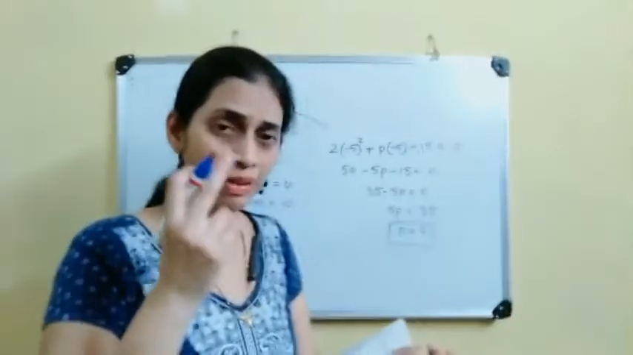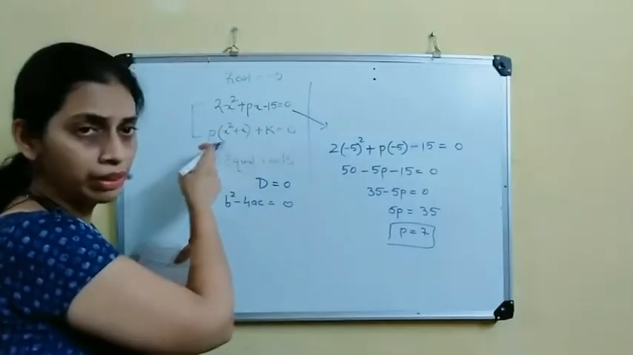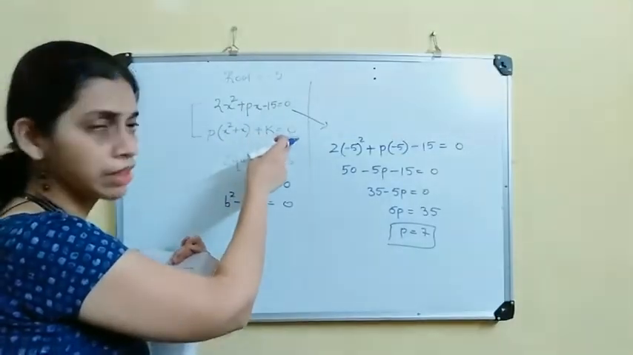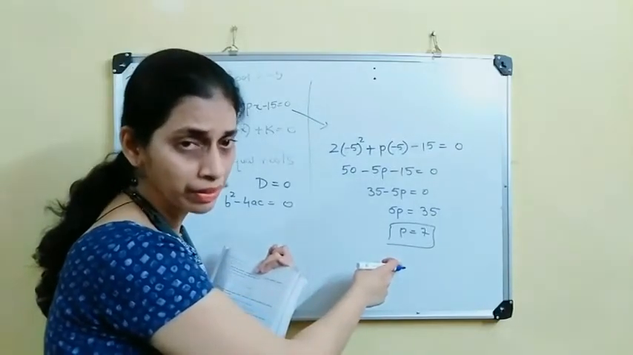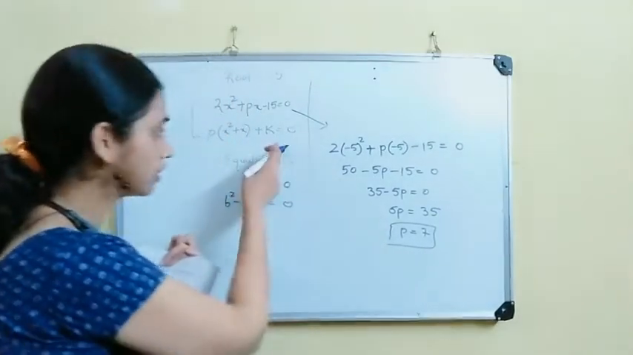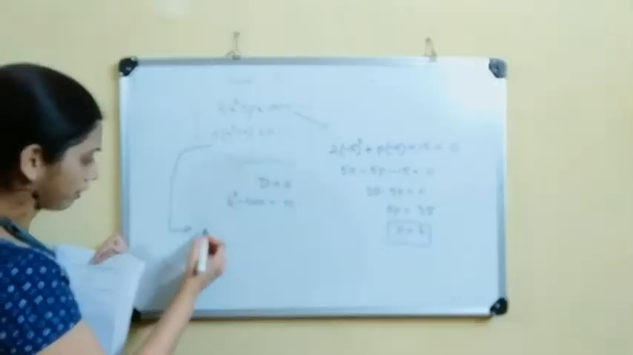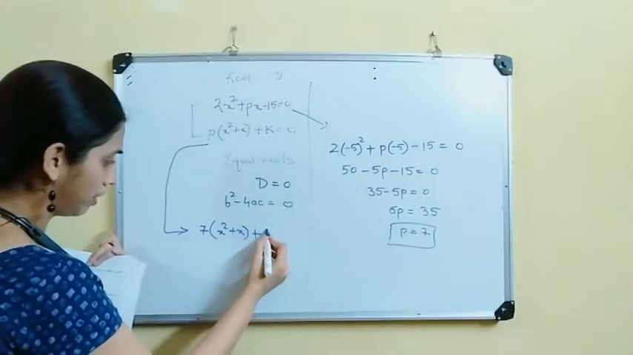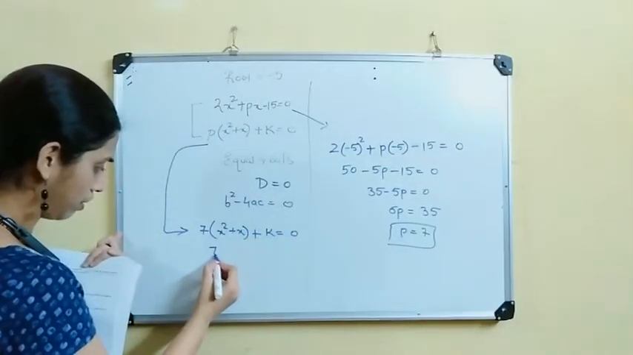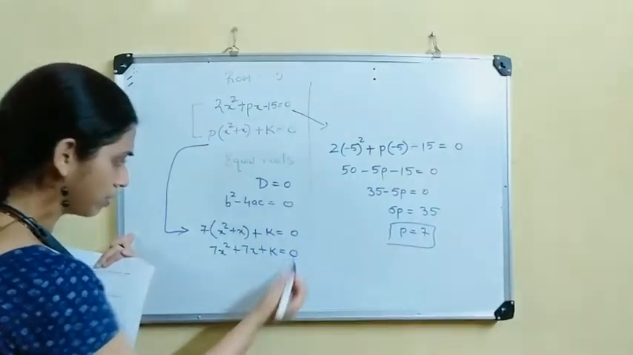So there is one more equation which is mentioned in the question, which is p into x square plus x plus k is equal to 0. We have got, students, the value of p as 7. So you have to substitute this value in this second equation. Correct? So I am substituting here 7x square plus 7x plus k is equal to 0.